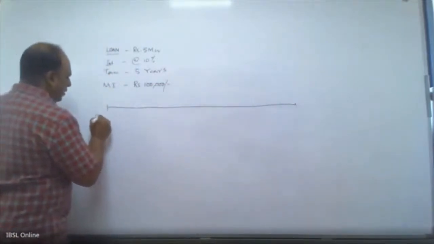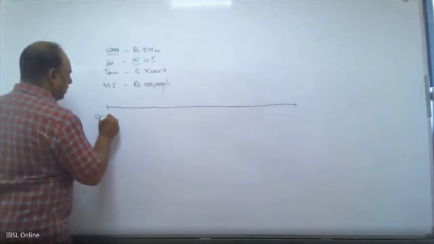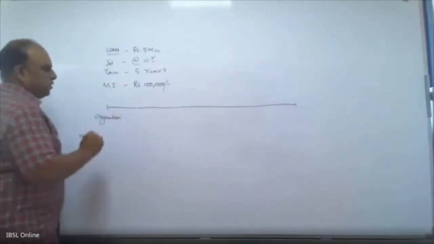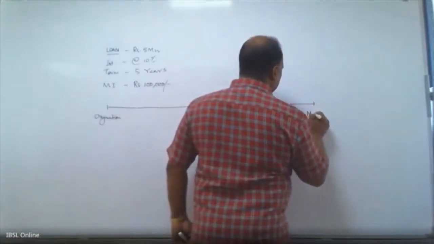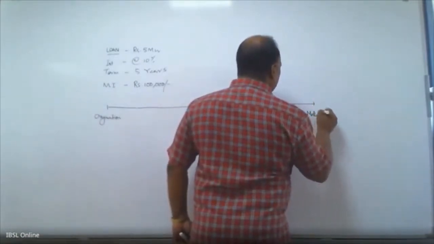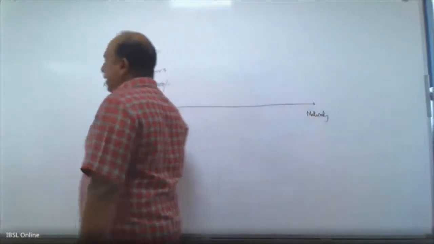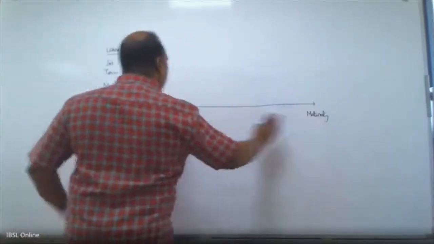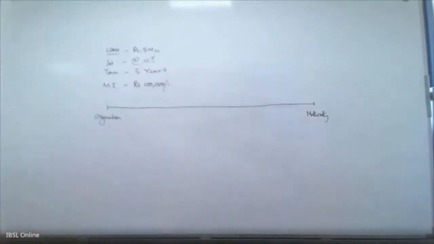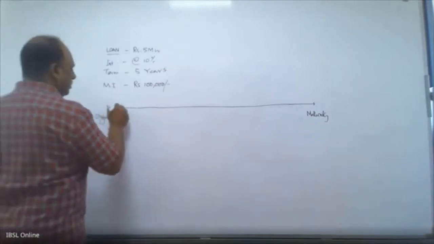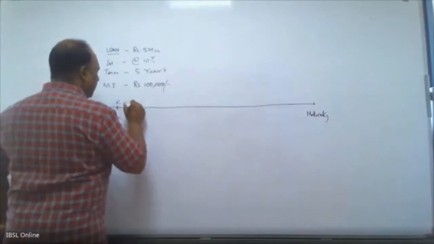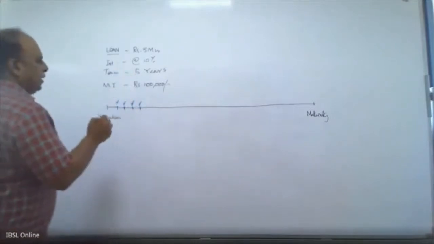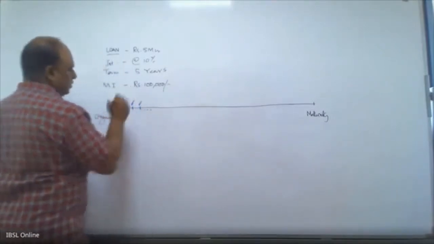Let's say origination. Origination means the date that you have granted. And let's say this is the maturity. What do you mean by maturity? Maturity is the date where the customer has to completely pay off the loan. That is the date. Now let's say you have installments. So all this time the customer has been paying. And I'm just taking some dotted lines.